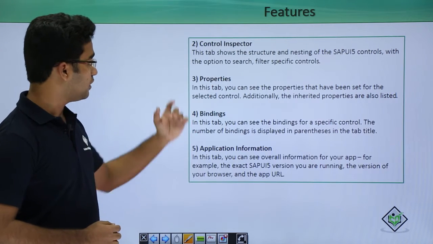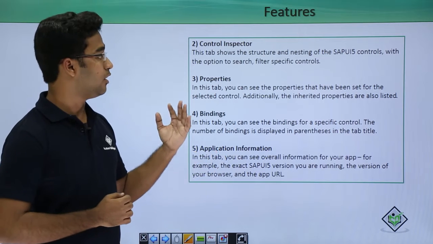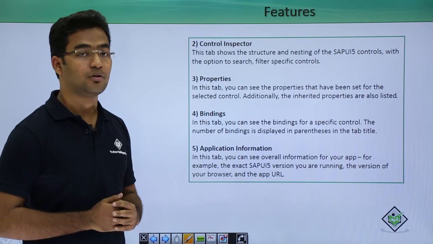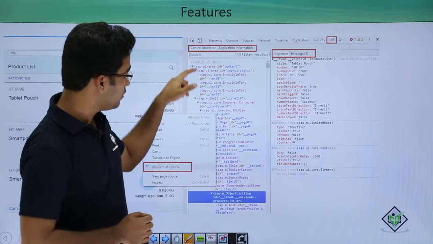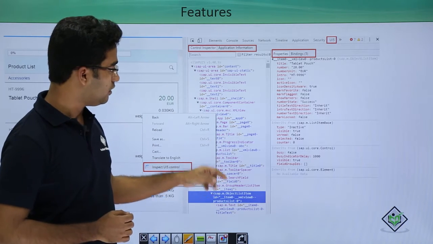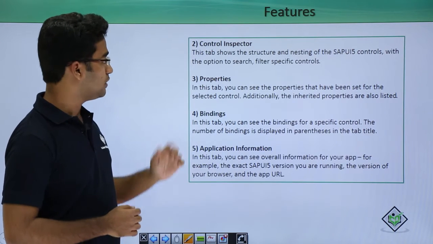Let's see what this control inspector is. So the control inspector shows the structure and all the nesting of SAP UI5 controls. So you have all these controls here, and they are structured in a tree format. So this was the control inspector.